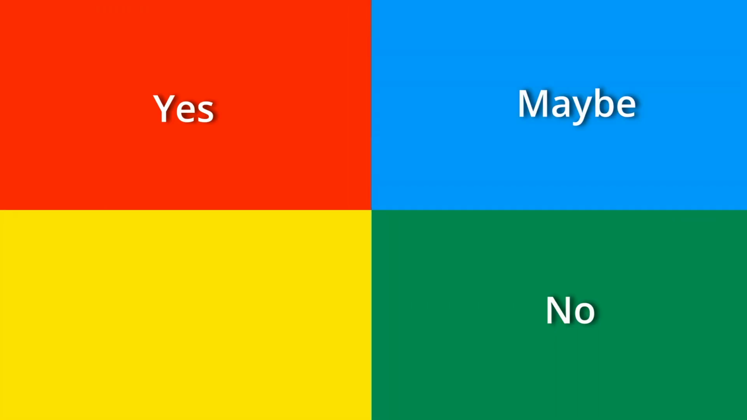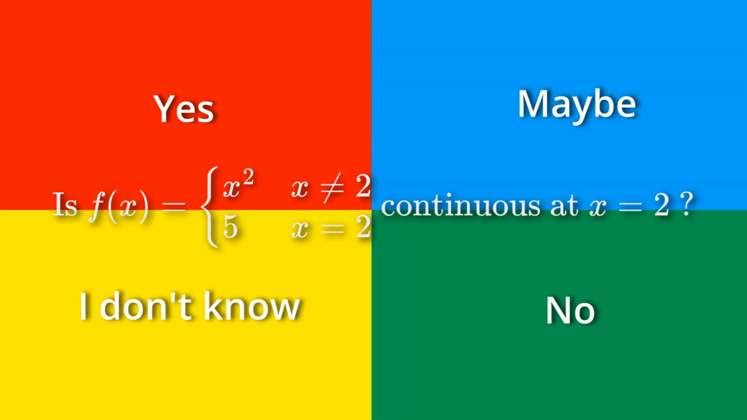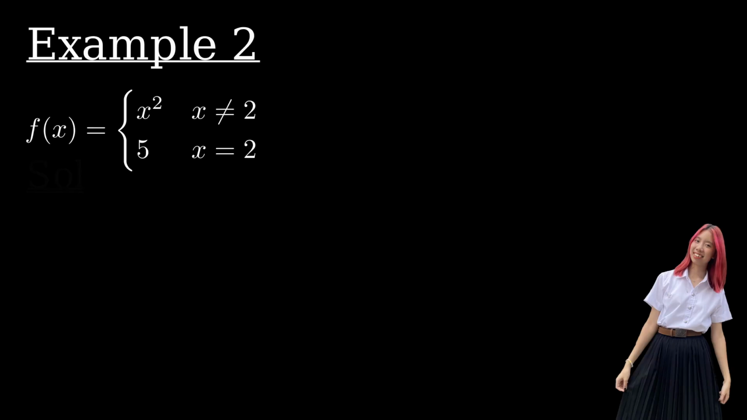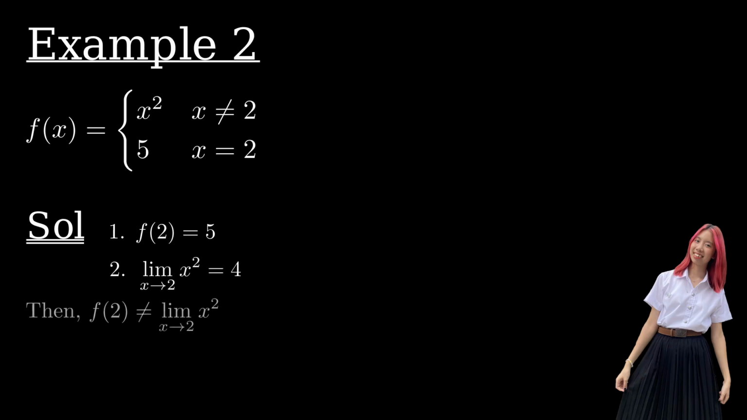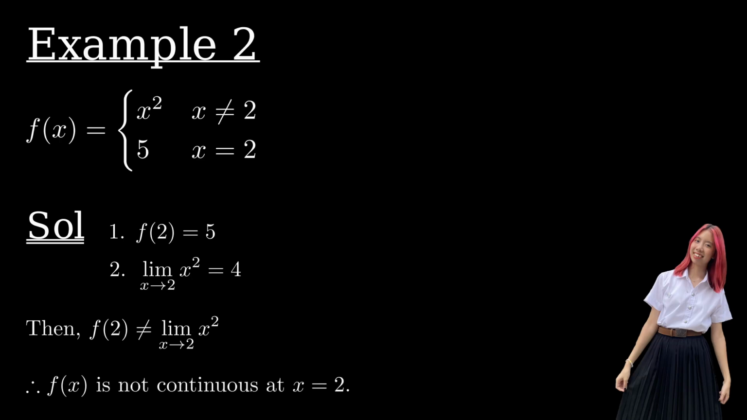Time's up. Here is the solution. We can observe that f(2) equals 5, but the limit as x approaches 2 of x squared is 4. They are not equal, so the function is not continuous at x equals 2.